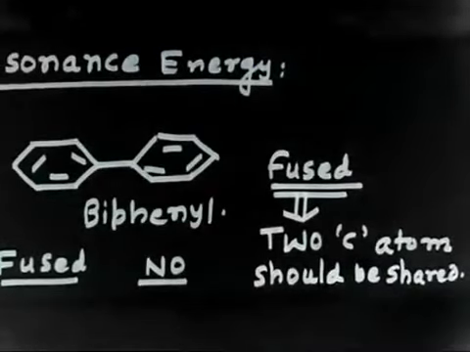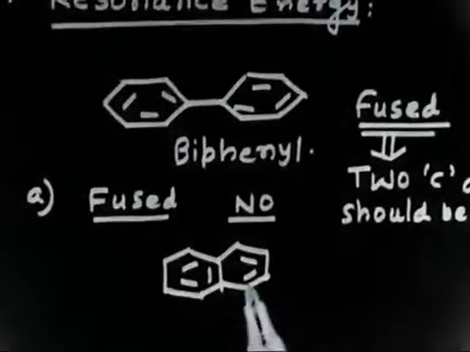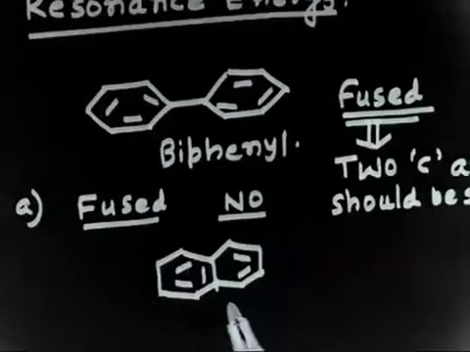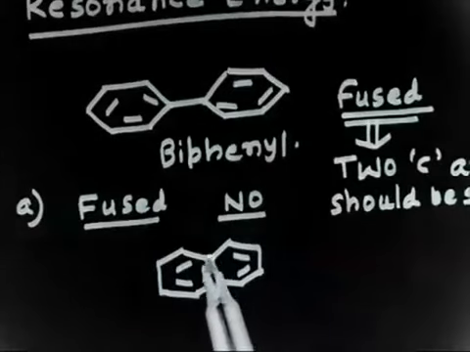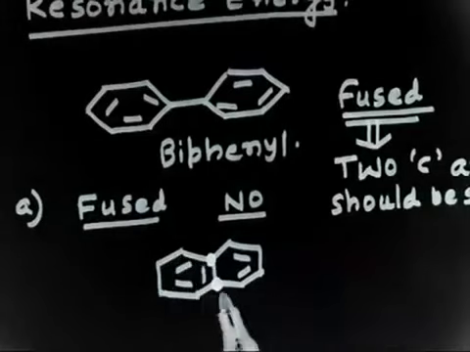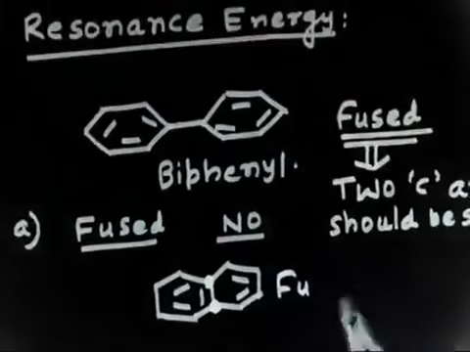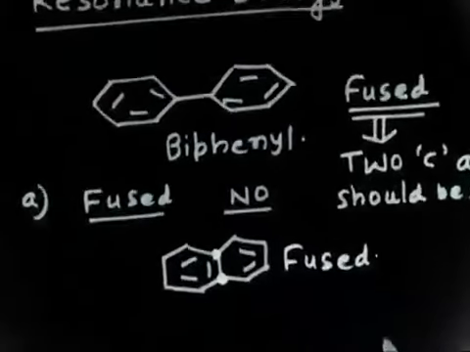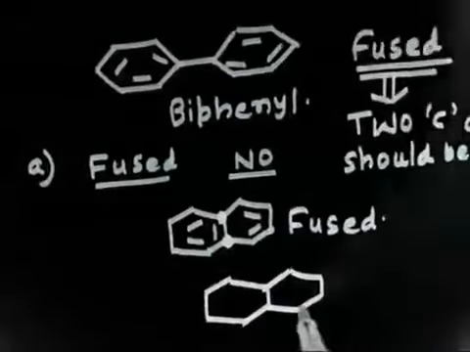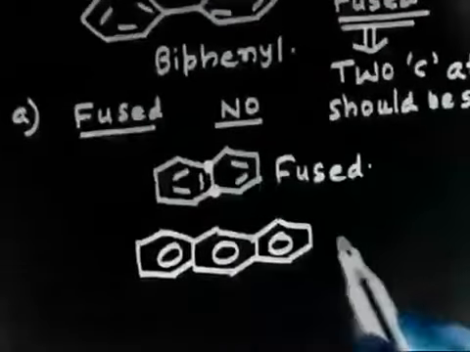So this is an example of a fused system. In this case, this carbon is shared between this ring and this ring, and this carbon is also shared between the two rings. These two carbons are part of both rings, so that's why this is fused. This molecule is naphthalene. You can have another example, something like that is called anthracene. This is also a fused system.